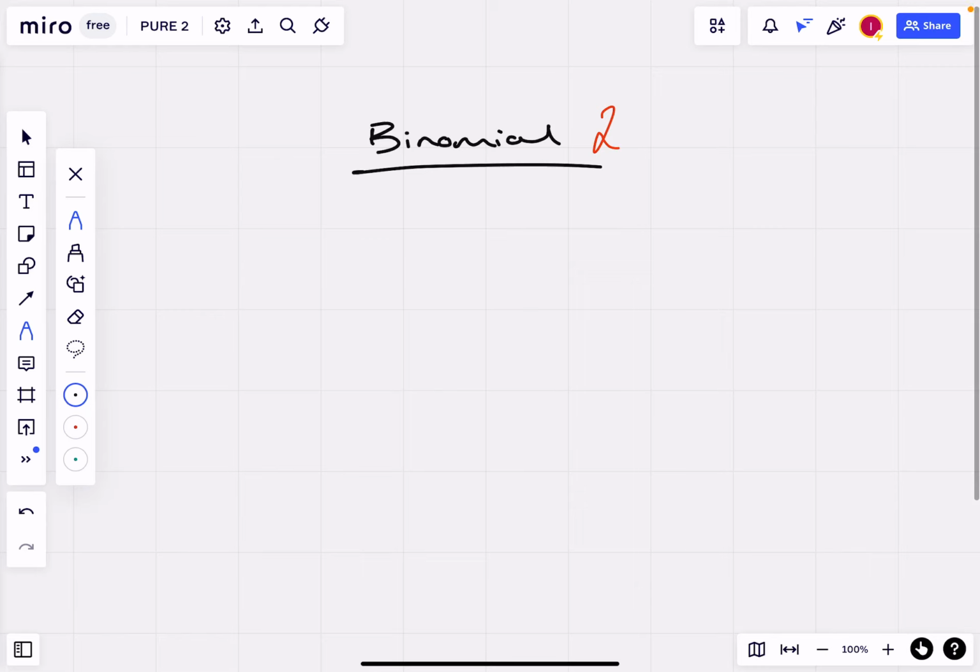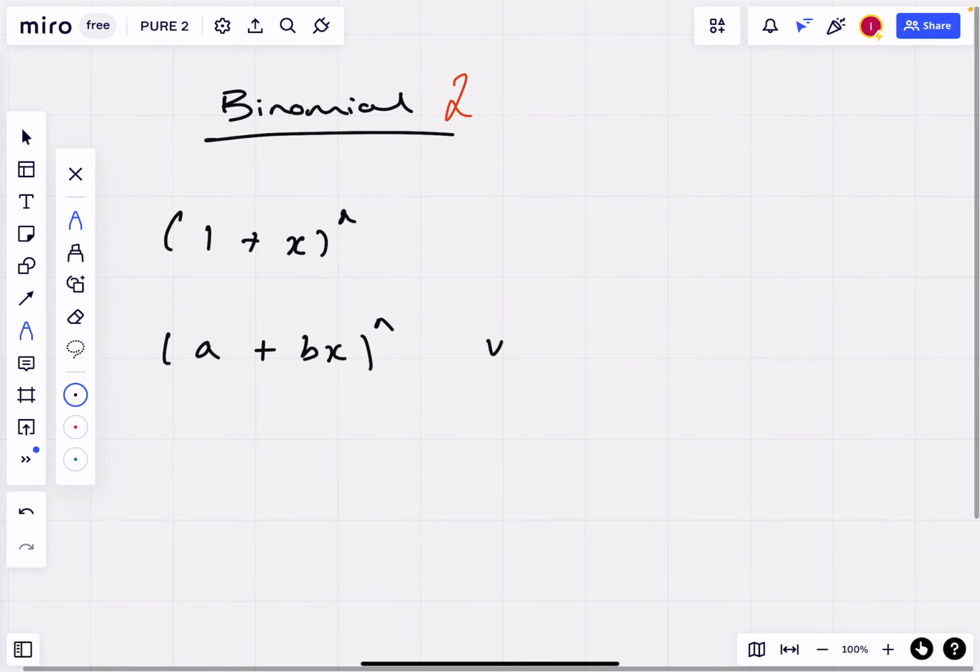Let's say your function in your brackets looks a little different. Let's say it doesn't start with the number 1. Let's say instead it starts with a different number: a plus bx to the power of n. If that is the format of your function and n is negative or a fraction, then your expansion is valid for the modulus of b over a x being less than 1.